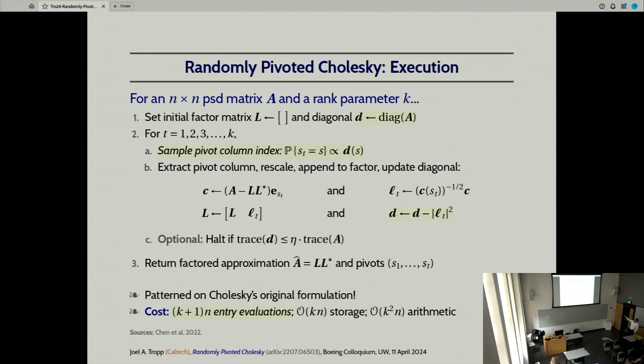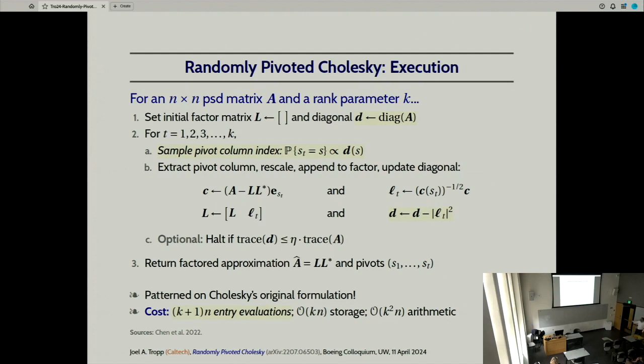We need to keep track of the diagonal of the matrix, and at each step we sample a column proportional to the diagonal entries of the current residual. We pull out that column, generating it on the fly. We normalize it. We add the column to our approximation, and we update the diagonal to reflect that new column. So this is really cheap.